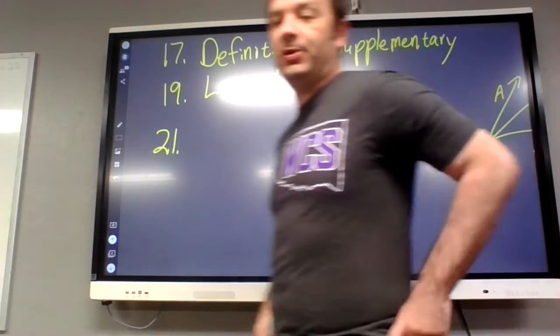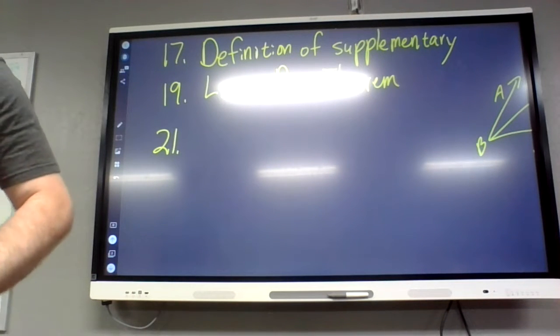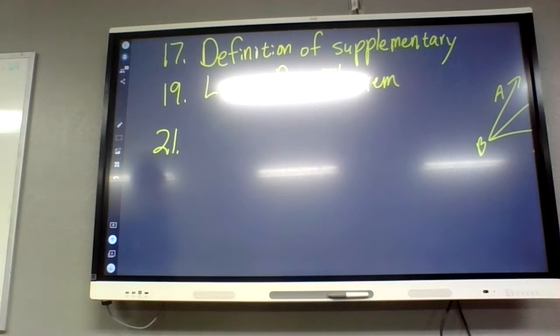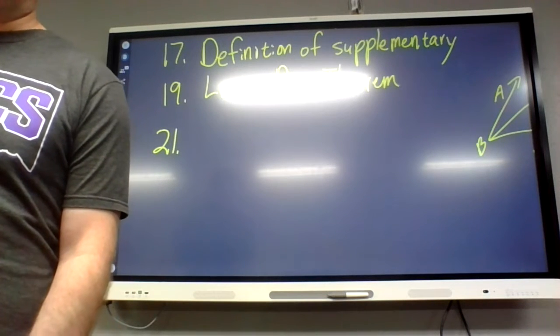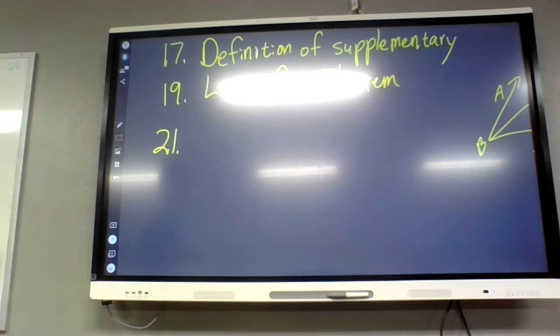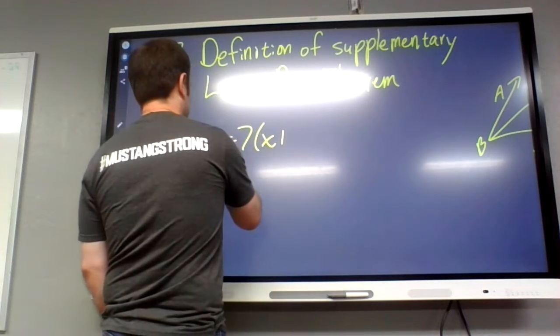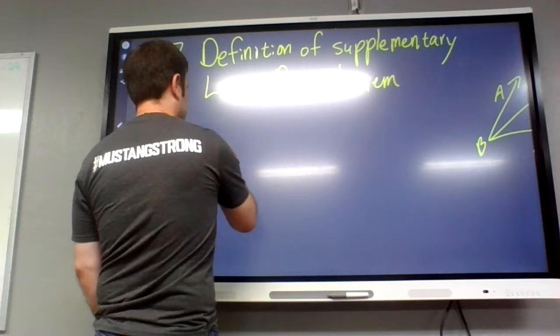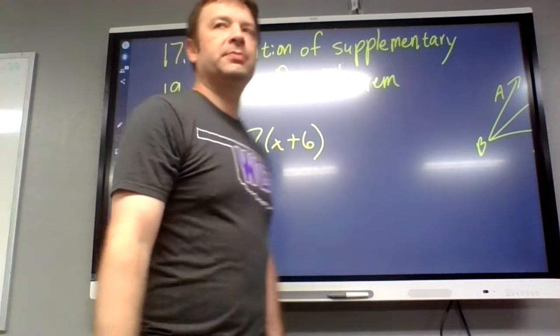Okay, so on 21 it says we're supposed to find x. So how could I find x in that picture? What do I know about those two angles they gave us? They're equal because they are vertical angles, right? Vertical angles are always the same. Yeah, they're congruent. So what equation am I going to set up to solve for x? 13x equals 7x plus 6. Yeah, go ahead and show your work.